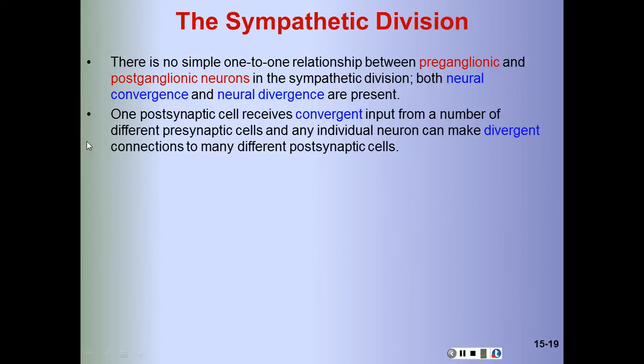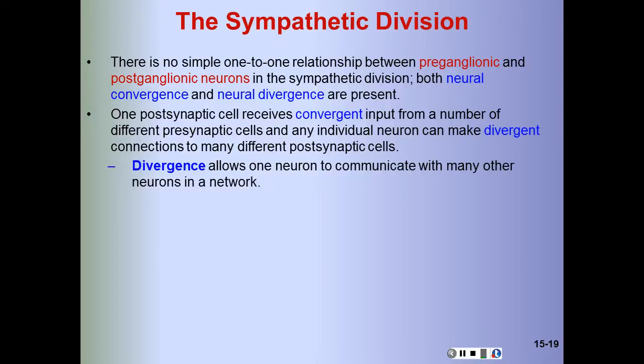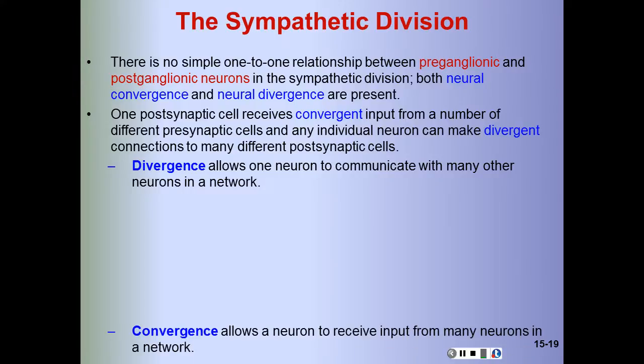So there's no simple one-to-one relationship between the preganglionic and postganglionic neurons in the sympathetic division. Both convergence and divergence are present. One postsynaptic cell receives convergent input from a number of different presynaptic cells, and any individual neuron can make divergent connections to many different postsynaptic cells. Divergence allows one neuron to communicate with many other neurons in the network. Convergence allows a neuron to receive input from many neurons in a network.